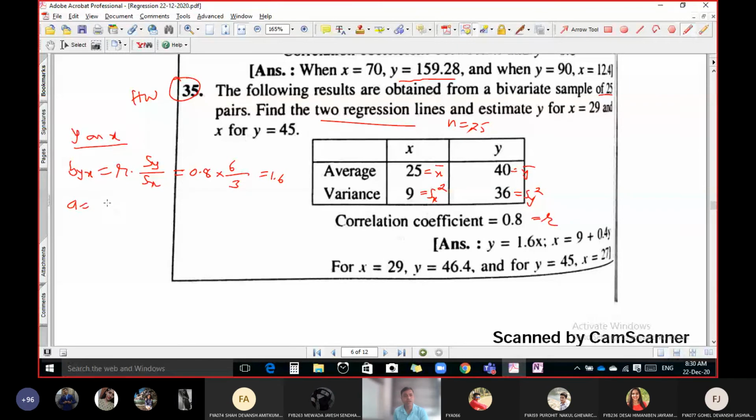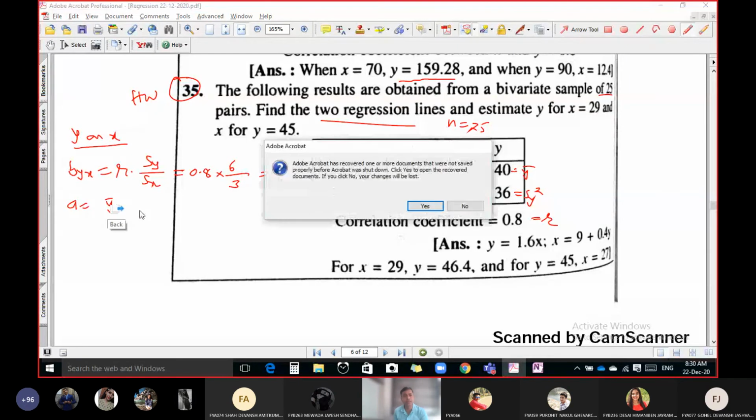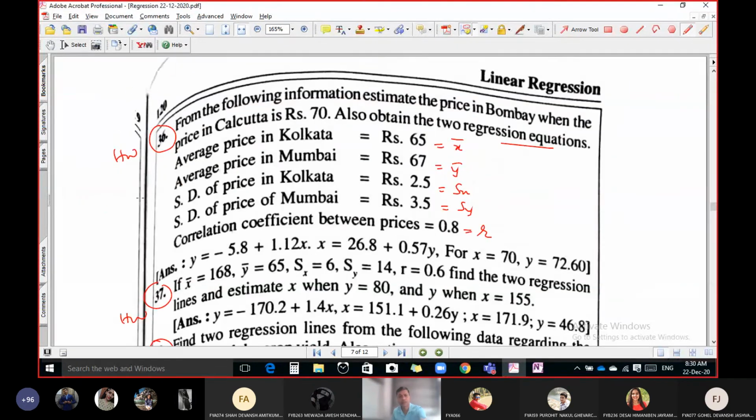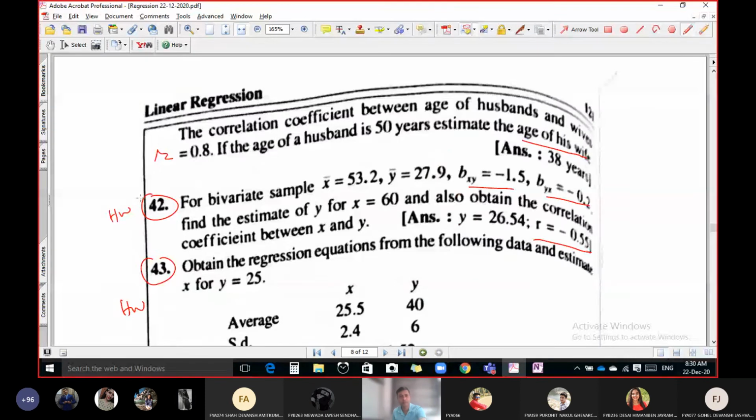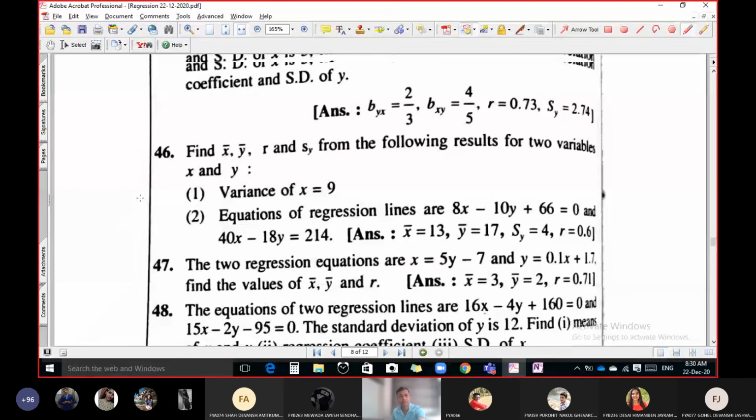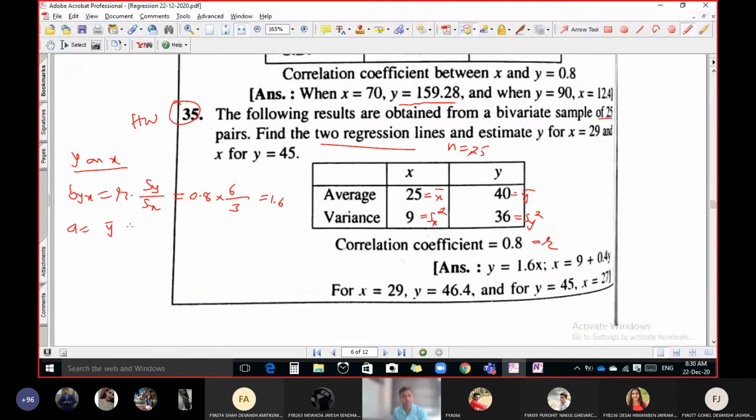And a. How to calculate a? y bar minus b x bar. Y bar is 40, minus b which is 1.6, x bar is 25. So 25 into 1.6 is 40 only. 40 minus 40 we get 0.